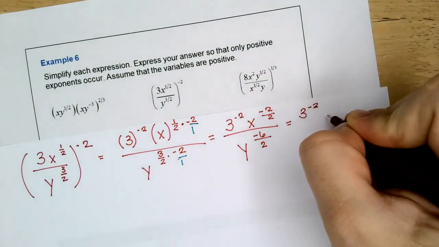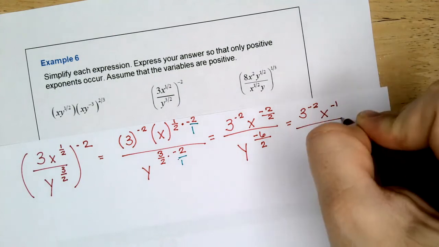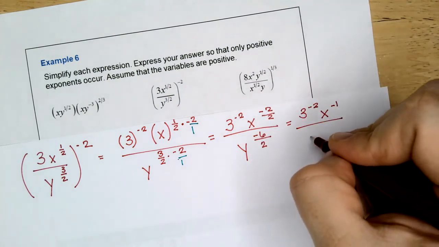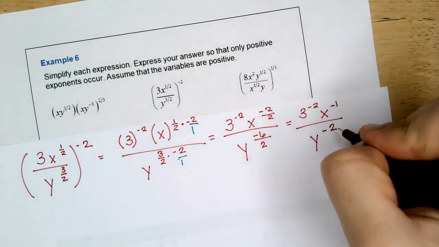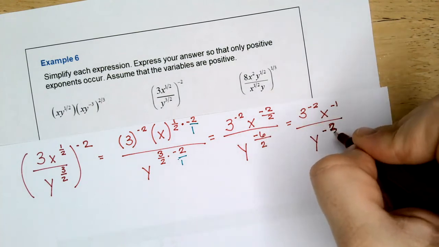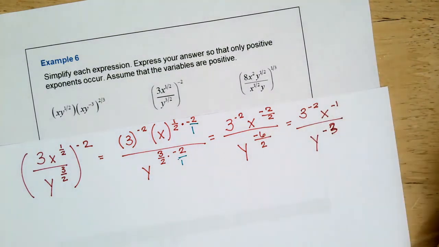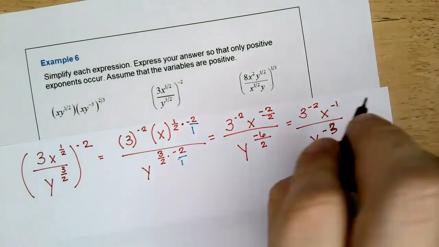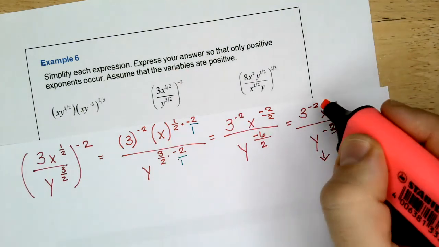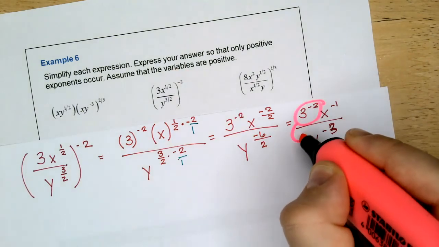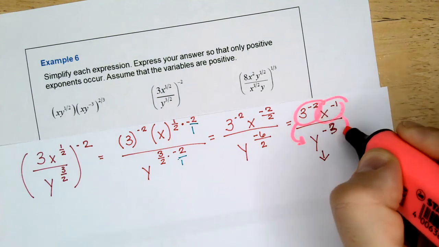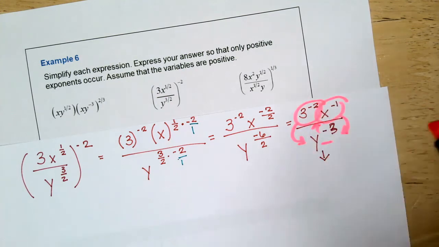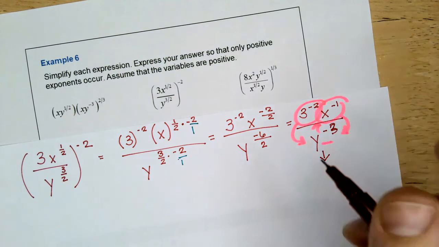3 to the negative 2, x to the negative 1, right? Because 2 divided by 2 is 1, over y to the negative 3, because 6 divided by 2 is 3. Now it says we cannot leave any negative exponents, so what I need to do is move the 3 down. I think I'm moving everything, right? The x needs to go down and that y needs to go up. Everything's going to get changed around because every single term is negative.